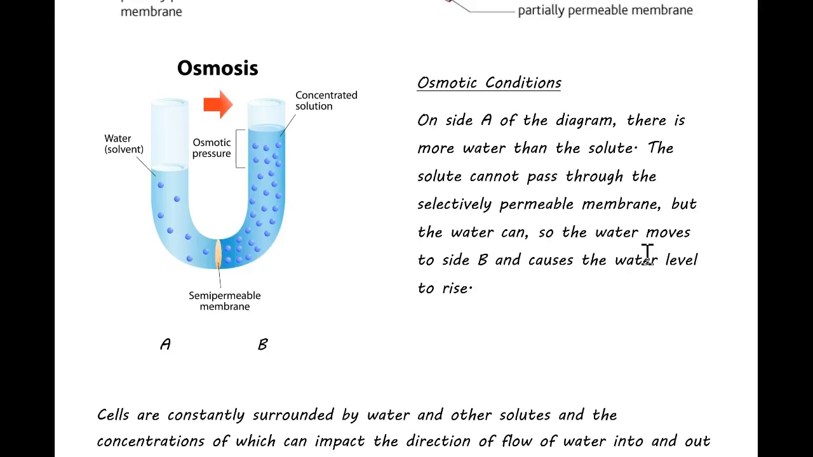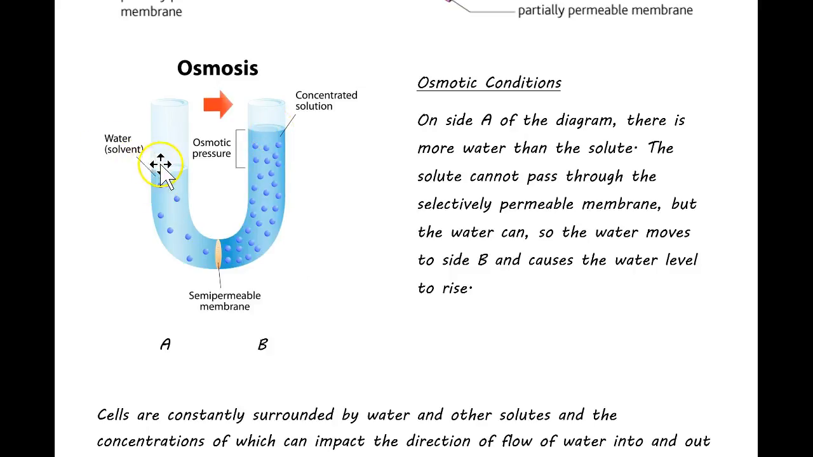It creates osmotic conditions in the cell. So here's our selectively permeable membrane again. And when we look at this, here is our concentration. So we've got a low concentration of solutes here, a high concentration of solutes there. So where do I have more water, on side A or side B? Hopefully you're saying side A. So if I have more water on side A, it's going to pass through the selectively permeable membrane and it's going to go into side B.